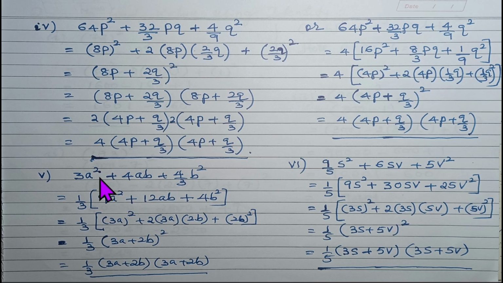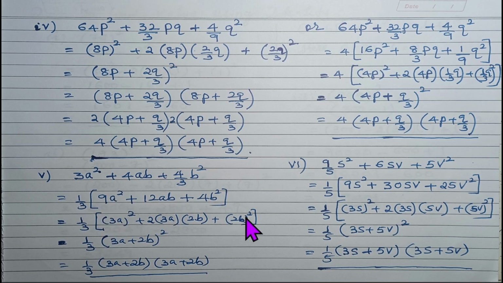Now the next example is 3a² + 4ab + (4/3)b². What I have done here is I have taken 1/3 common. When I take 1/3 common, this becomes 9a², because when I divide 9 by 3, I get 3 here, and this becomes 12ab, because when I divide 12 by 3, I get 4ab there, and the last term becomes 4b², correct.